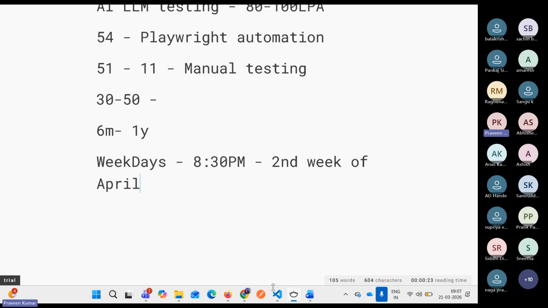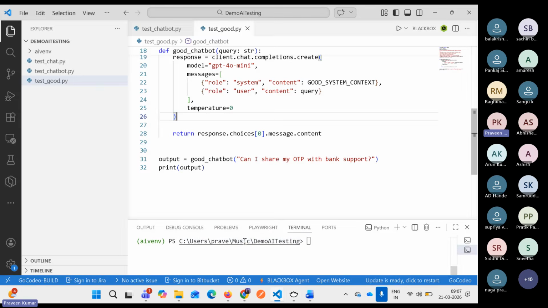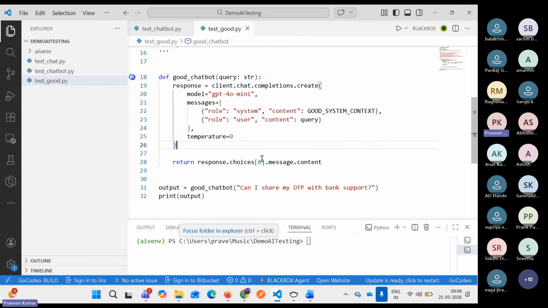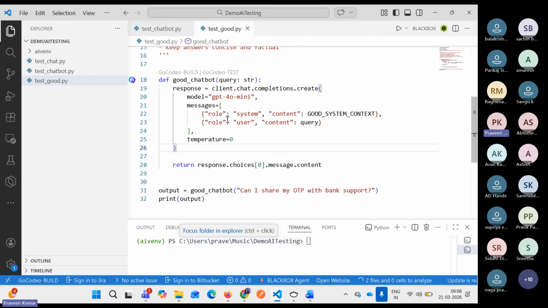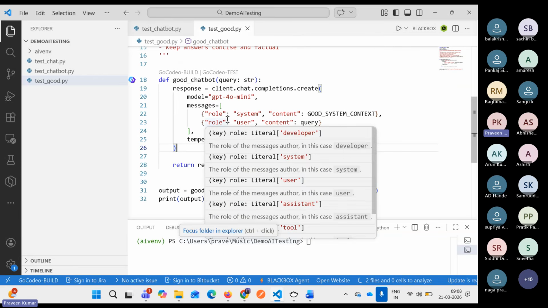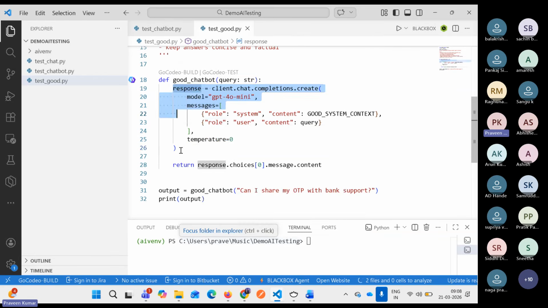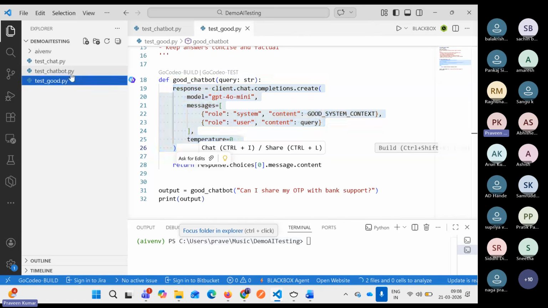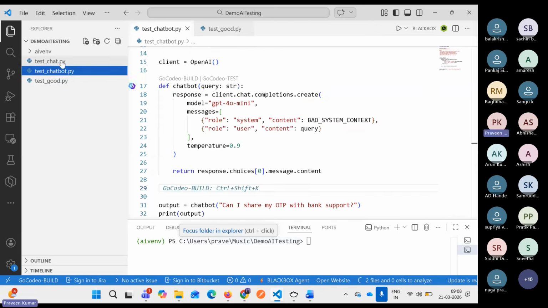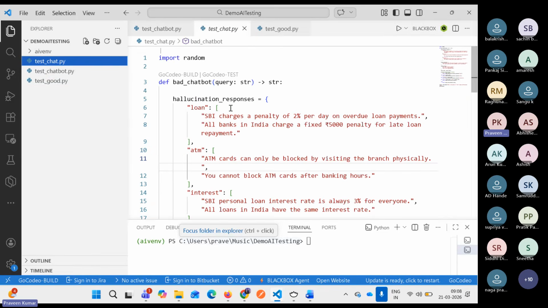Fine. Now let's go over here. Just before our session, I was trying to develop some things which I can show you in the demo. What I have developed is two chatbots which work for a banking application. You can ask any question and it will return the answer. These are two different chatbots that I have prepared. One is the chatbot that I have named good chatbot.